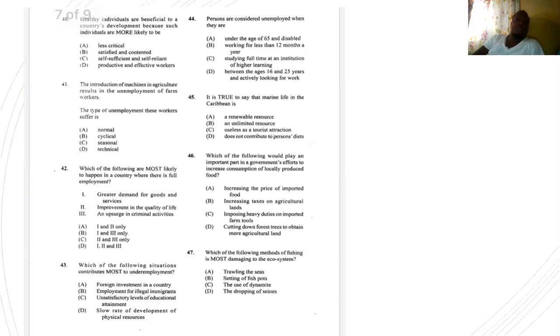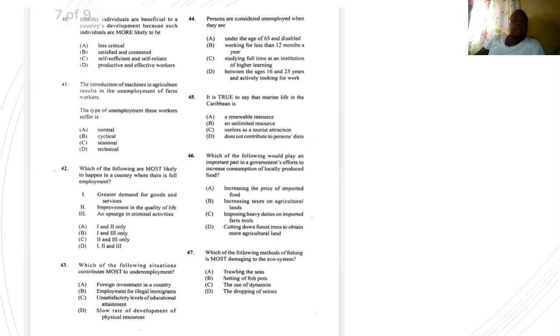41, the introduction of machines in agriculture results in the unemployment of farm workers. The type of unemployment these workers suffer is A, normal, B, cyclical, C, seasonal, or D, technical. That is technical unemployment. 42, which of the following are most likely to happen in a country where there is full employment? We need a combination of 2 or all 3. Pay attention to that for me.